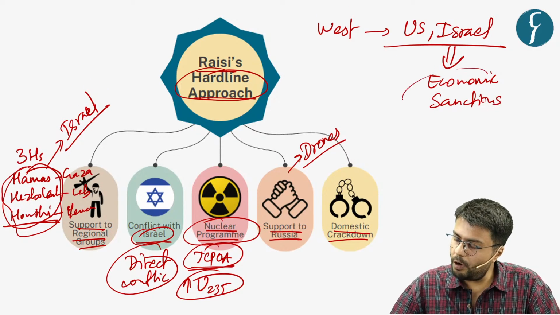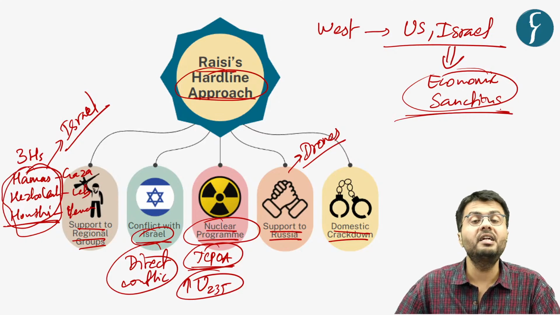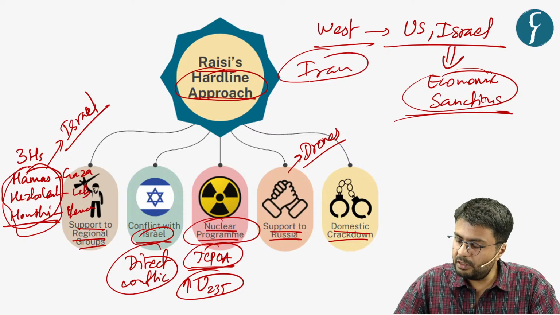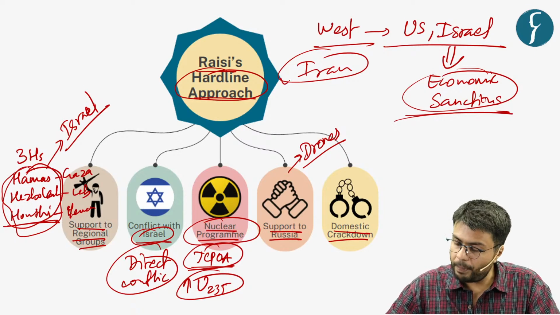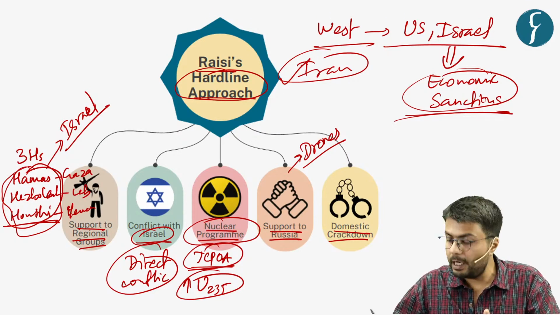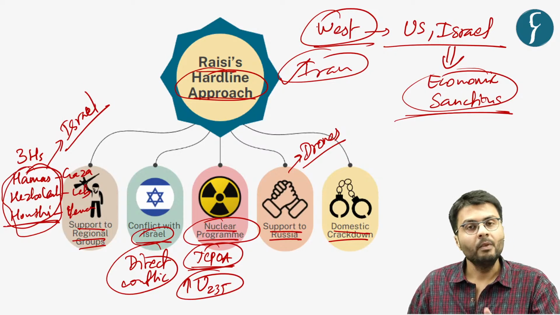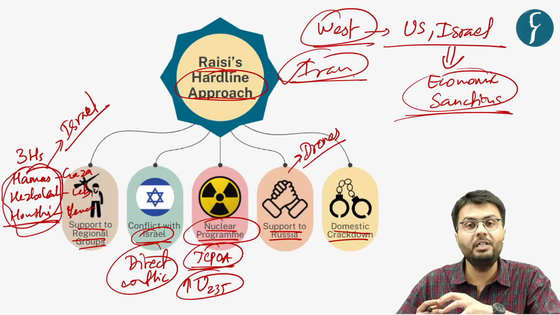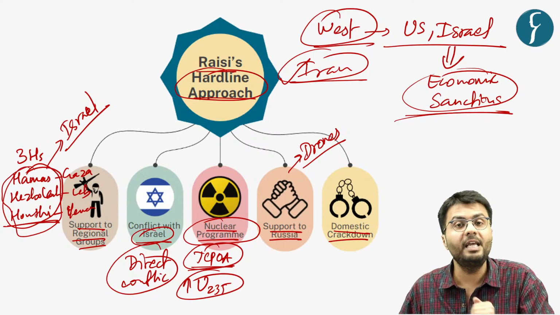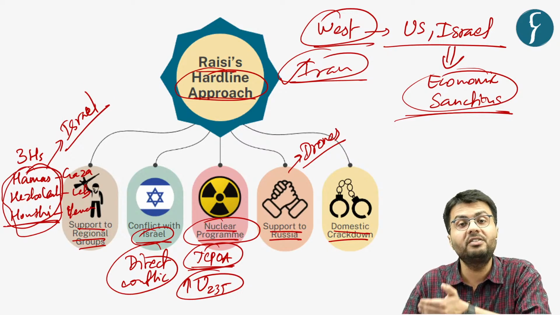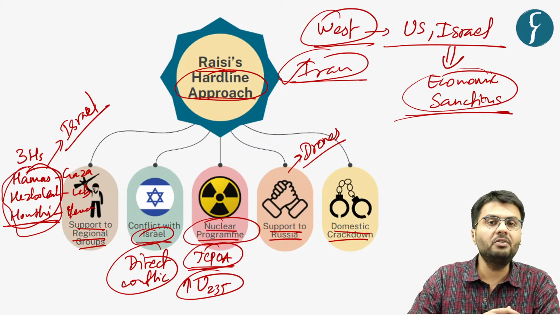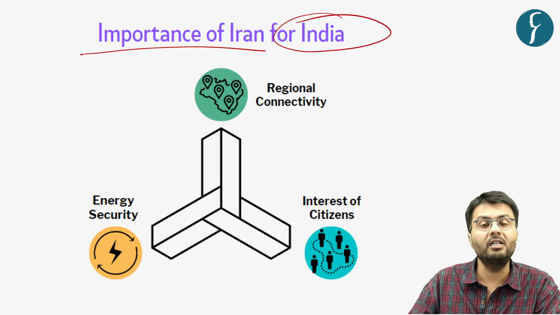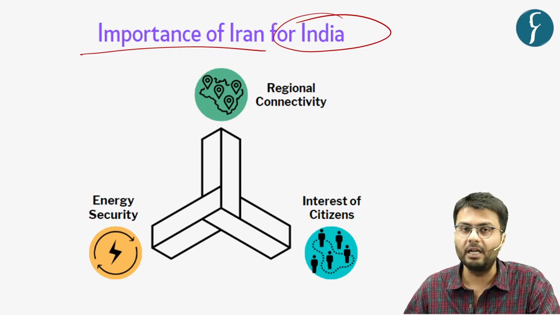Now, these economic sanctions affect Indian interest directly because although India is a strategic and important partner of Iran, it is also an important partner of the West. Hence, any sanctions or effect on Iran, which is located in India's extended neighborhood, negatively affects India's interest. So, in this regard, let us understand the importance of Iran for India's strategic and economic interest.